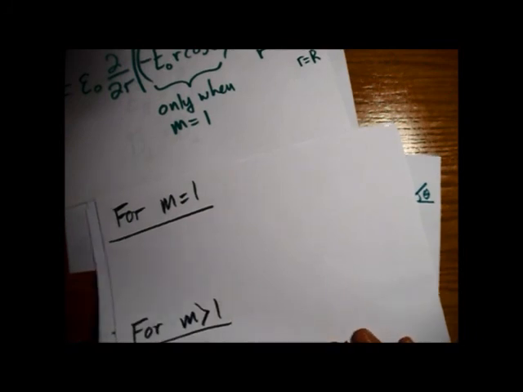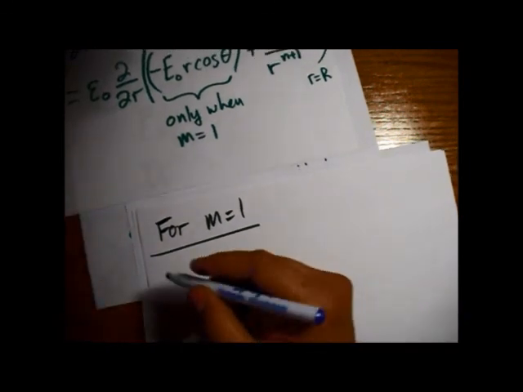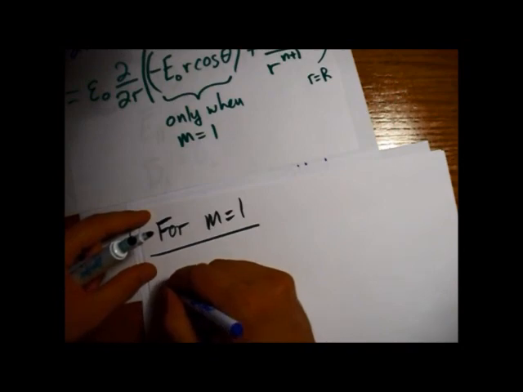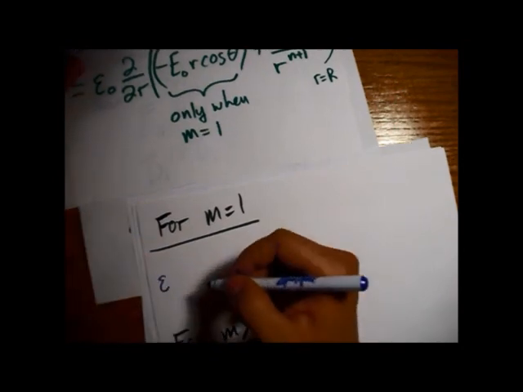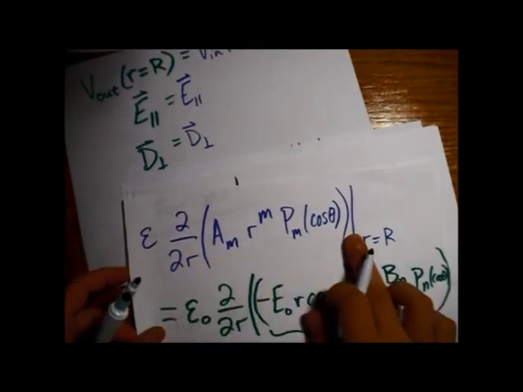All right, so for m equals 1, we'll have one set, and for m greater than 1, we'll have another set of equations. I guess m equals 1 is not a set, it's just one equation. All right, so for m equals 1, we have epsilon. So we're looking at this term now with m equal to 1.